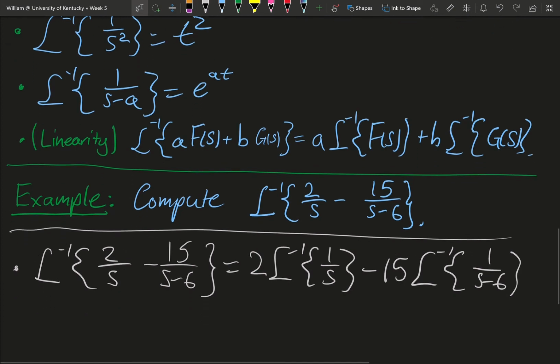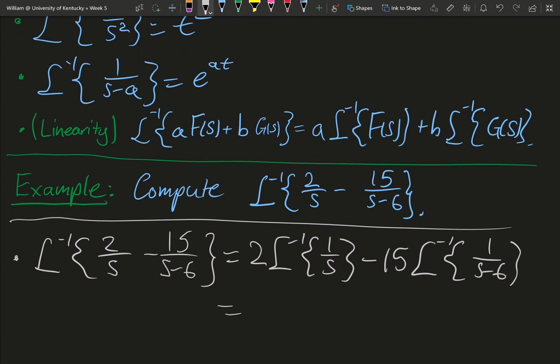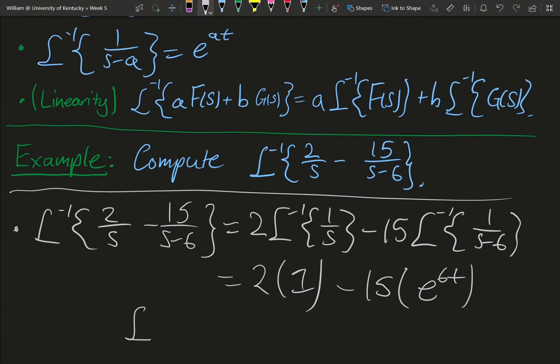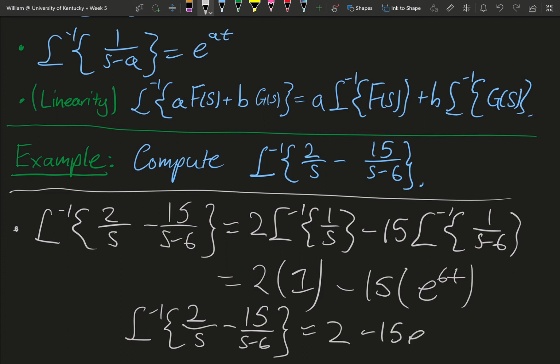So if we split it up like this, then we have 2 times the inverse Laplace transform of 1 over s, which is just 1, and minus 15 times the inverse Laplace transform of 1 over s minus 6, so e to the 6t. And so the inverse Laplace transform of our original function, 2 over s minus 15 over s minus 6, is equal to 2 minus 15 e to the 6t.